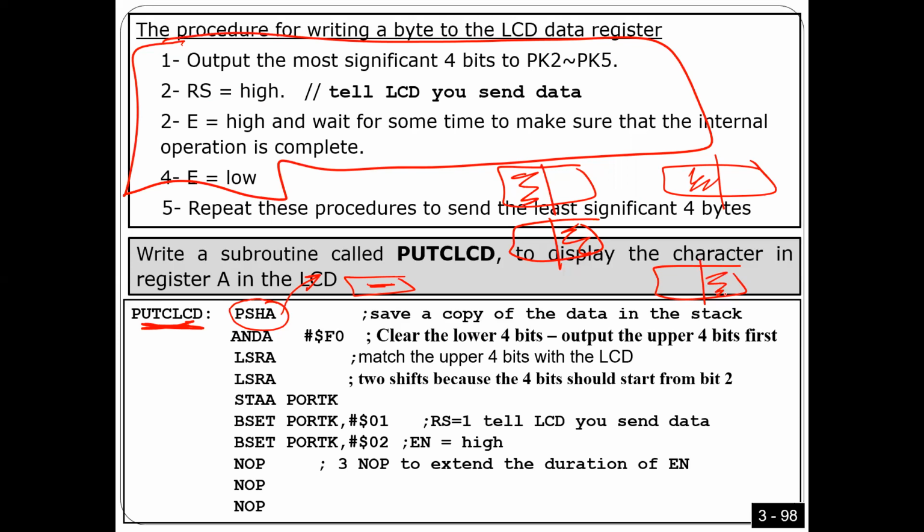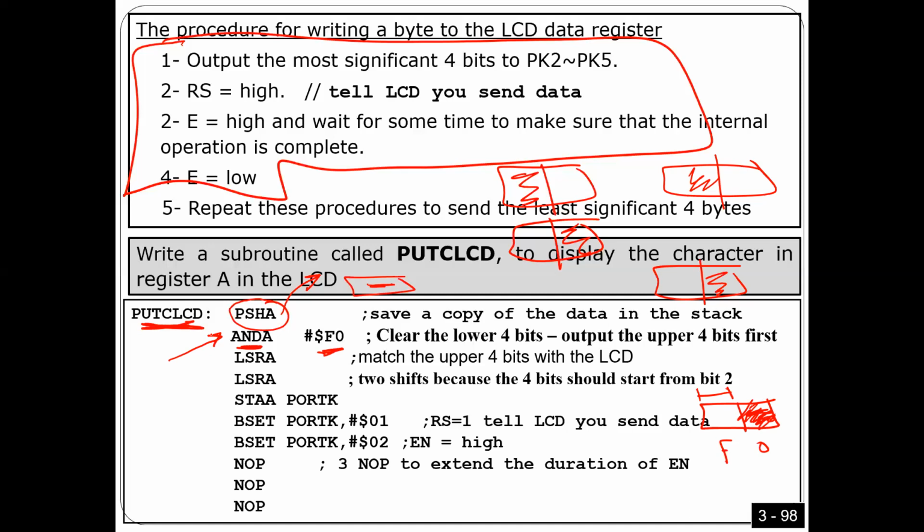Okay, so number 1, as you see here, guys, I'm going to AND register A with F0. You remember when you AND with F0, you actually mask. Because I'm interested in the most significant 4 bits, I'm going to mask, I'm going to zero this 4. So that's why I'm doing this part here.